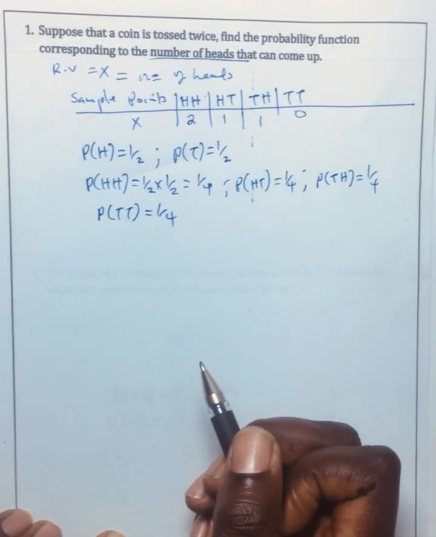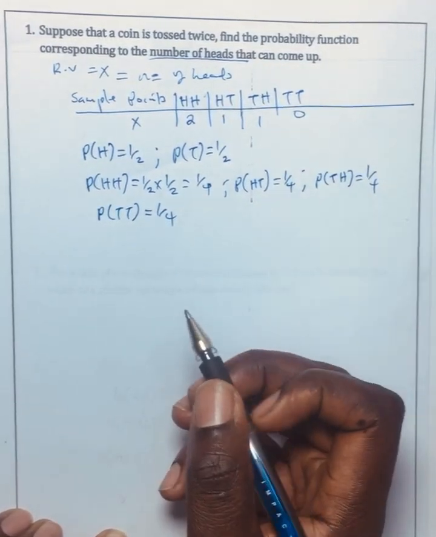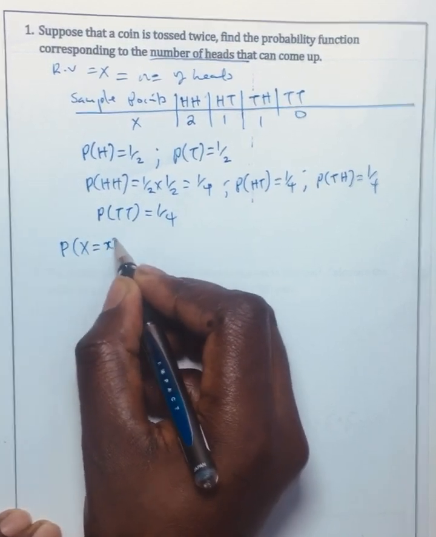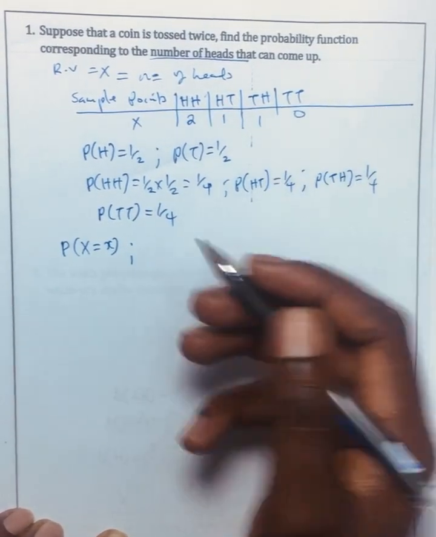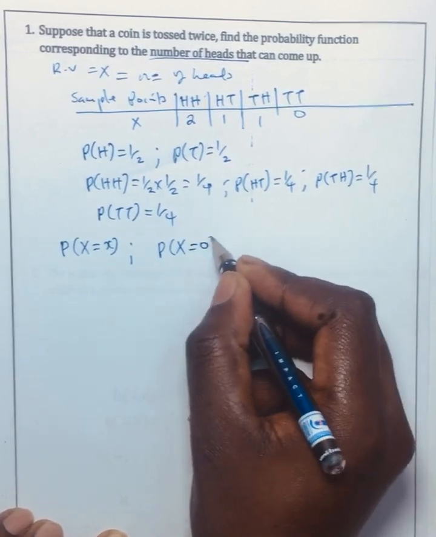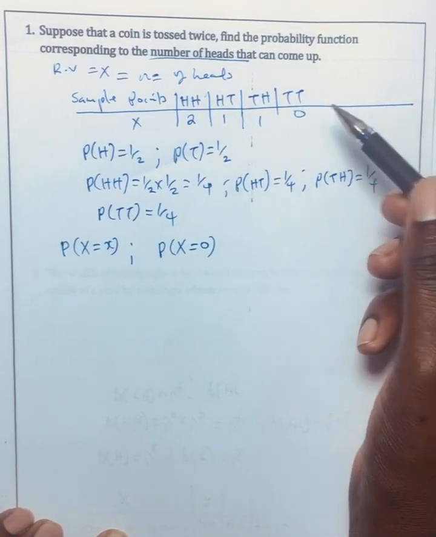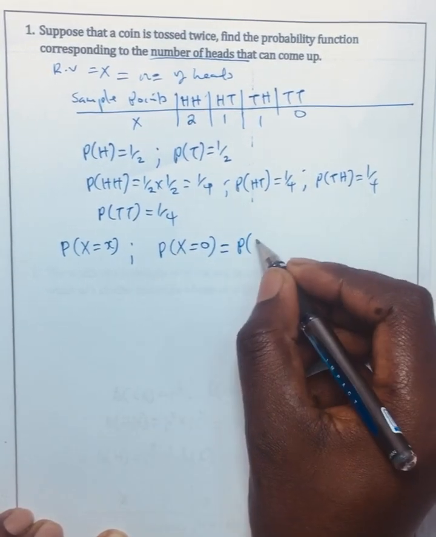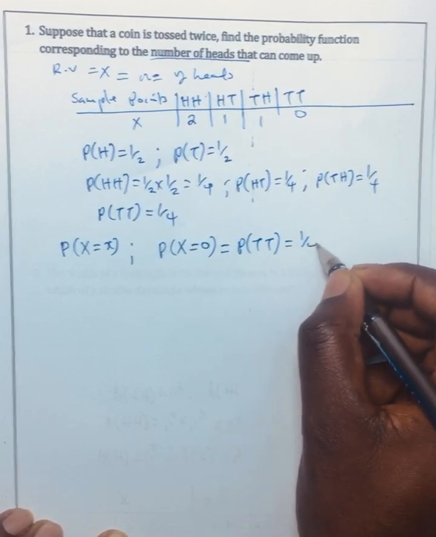Now, for us to get the probability function, we need the probability that x is assigned to a particular value. So we are going to list all of them. The first case is the probability that x is 0. When x is 0, there is a tail and a tail, no head. That is the probability of T and T, which is just a quarter.